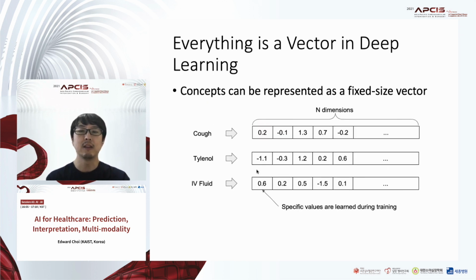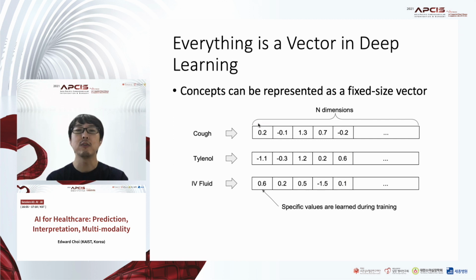But in deep learning or neural networks, not only can patients be represented as a vector, everything can be represented as a vector. Even a single diagnosis, single medication code, or single procedure code can all be represented as an n-dimensional vector. And the number n is up to us. It could be 128, it could be 256, it's up to you.